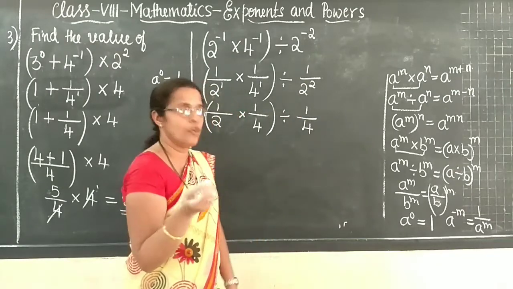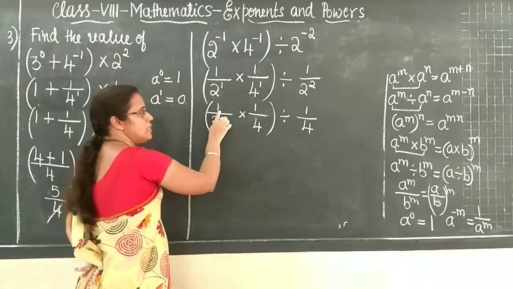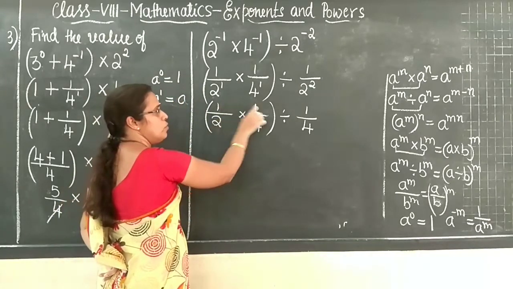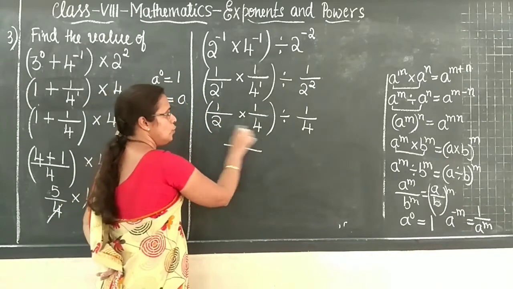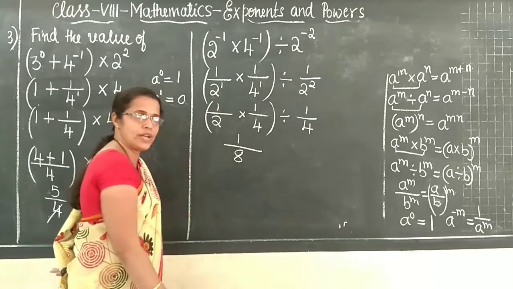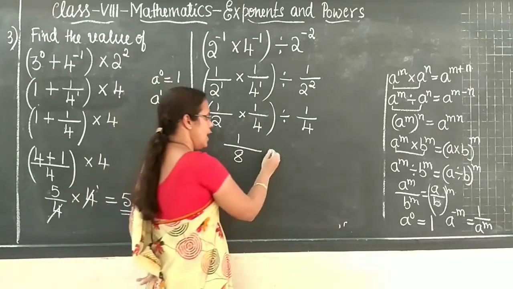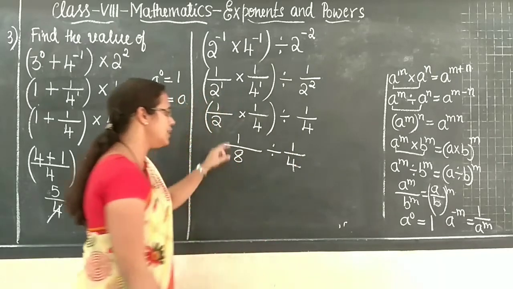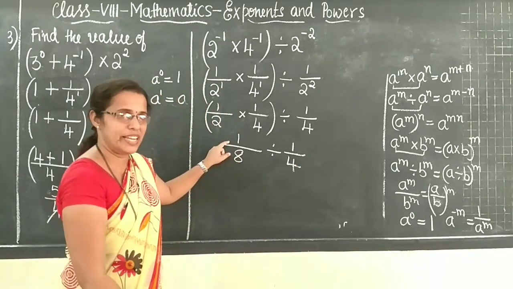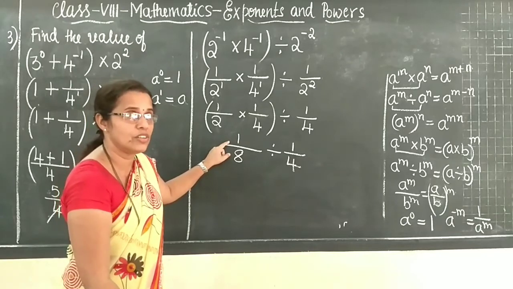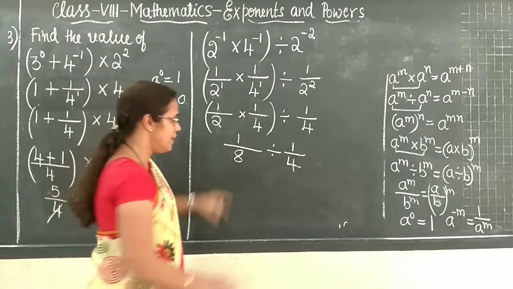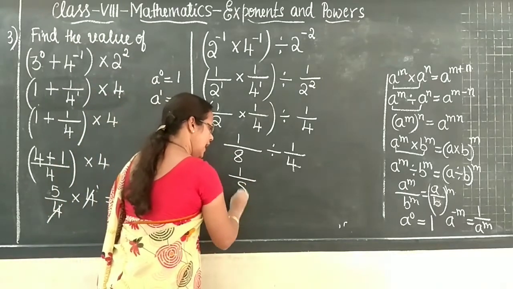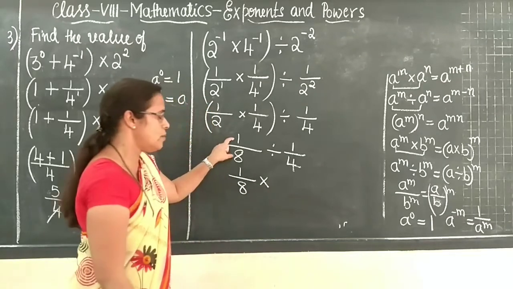2 2s are 4. Okay, so now multiply, children. Bracket multiply. 1 1s are 1, 2 4s are 8. 1 1s are 1, 2 4s are 8. Divided by 1 by 4. In smaller classes, we learned multiplication and division of fractions. Will you agree? So can I write it like this, children? 1 by 8 into 1 by division.